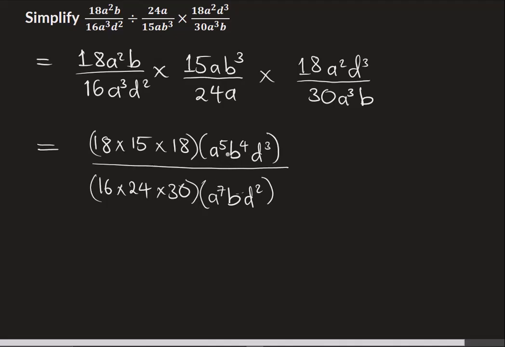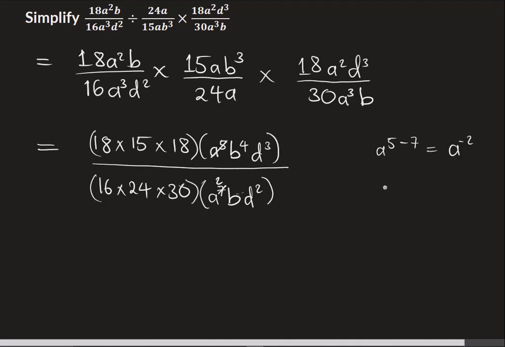With this done, now let's focus on our variables. Which ones are disappearing, which ones are going to remain? You can see we have A to the power 5 and A to the power 7. That's the same as A 5 minus 7, which is A to the power negative 2, showing that we'll have A to the power 2 remaining in the denominator. This A is going to go, and this here is going to become a 2.